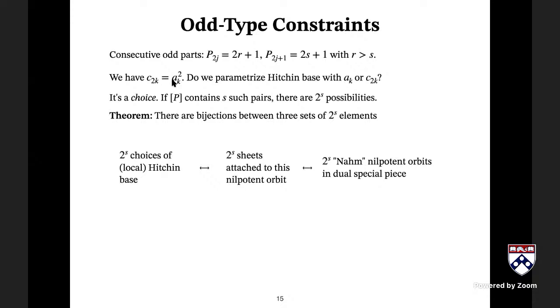And then you'll recall way back 45 minutes ago, I mentioned that there were 2 to the S sheets attached to this nilpotent orbit. Well, I didn't tell you the number. Now I'm telling you the number. There are actually 2 to the S sheets attached to this nilpotent orbit. And there's a 1-to-1 correspondence between which choice you make here and a choice of sheet over here. And moreover, the 2 to the S sheets are in 1-to-1 correspondence with 2 to the S non-nilpotent orbits in the special piece.